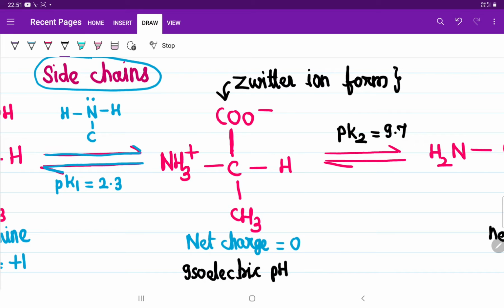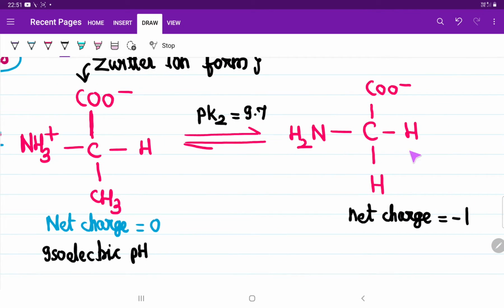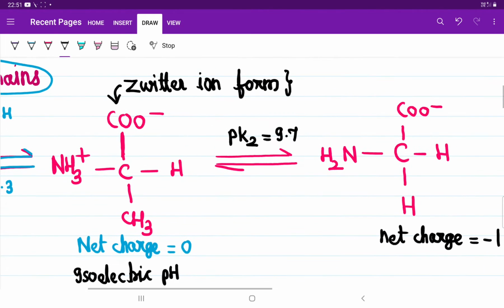If you keep this amino acid in an electric field, it will neither move to the positive pole nor to the negative pole. Why? Because the net charge on the amino acid is zero. When we increase the pH further, we observe that even the amino group loses a hydrogen ion, and finally we get a negative charge. So when we decrease the pH below the isoelectric pH, it becomes positively charged, and when we increase the pH above the isoelectric pH, it becomes negatively charged.